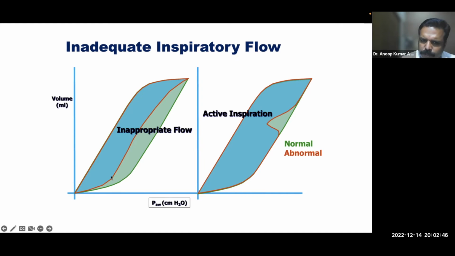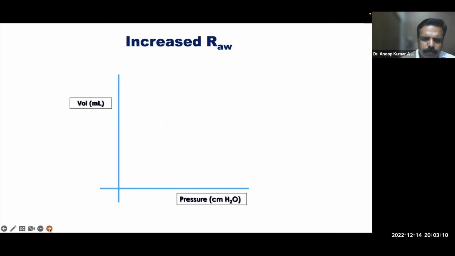And this is also an important practical point. If there is an inappropriate flow, in the majority of present day ventilators, you don't have an option to increase the flow. So what can we do? You reduce the inspiratory time. Once you reduce the inspiratory time, definitely your flow will be more. That is how you can adjust this inappropriate flow.